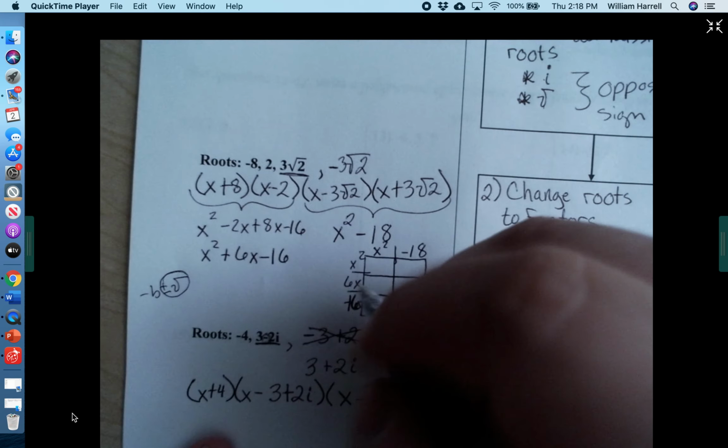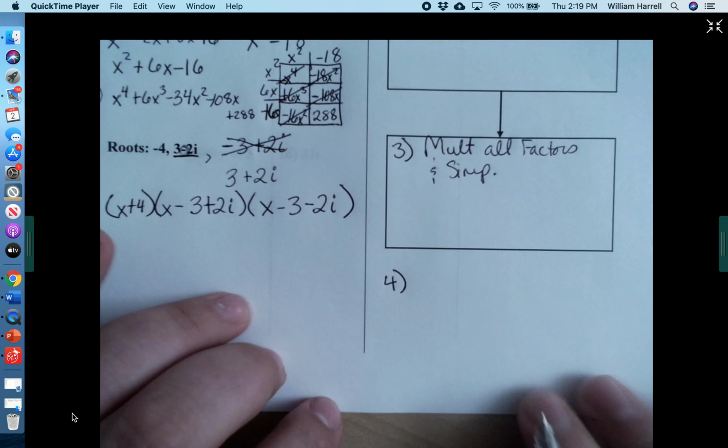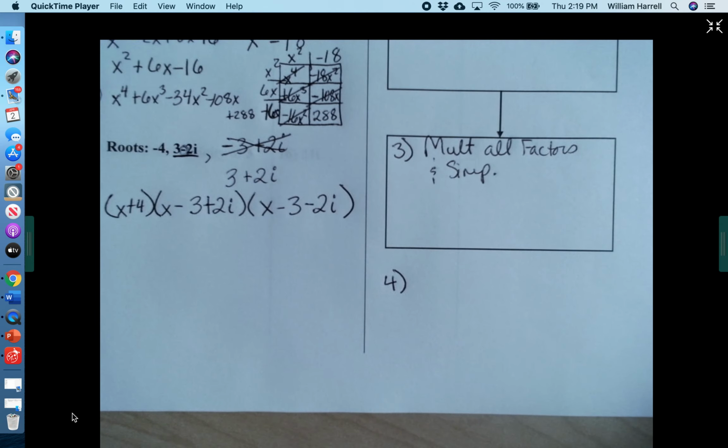x to the fourth plus 6x cubed minus 34x squared minus 108x plus 288. Now, my last step that I don't have here, because a bunch of us will not take the time to do, and this is where we'll miss it, especially if it's a free response, is that we won't take the time to go back and verify.